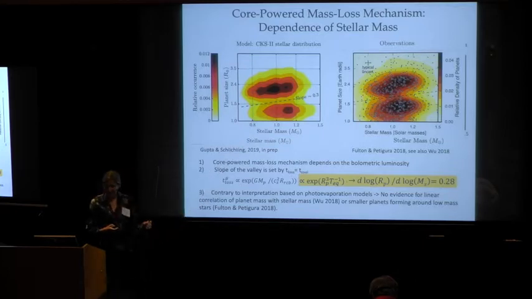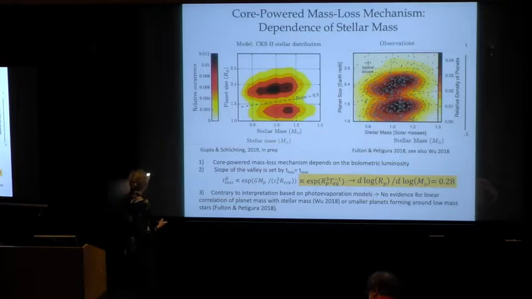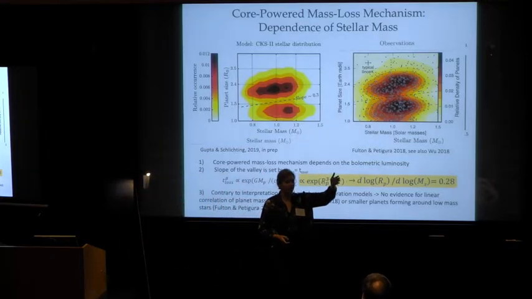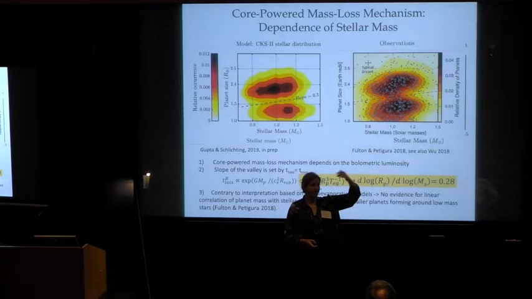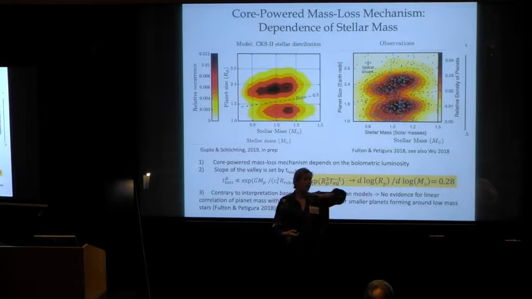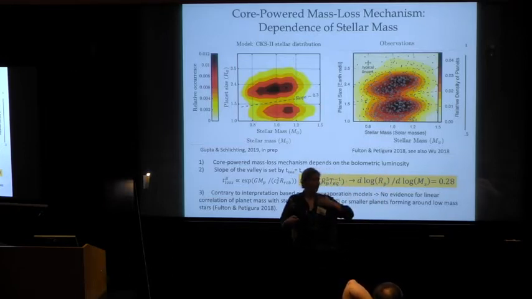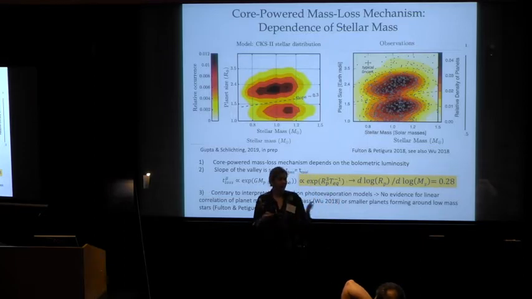So in the core-powered mass loss mechanism, the thing that matters is the stellar bolometric luminosity. You may wonder, why does it matter at all? It matters because it sets the outer boundary condition in your mass loss. You have energy that's escaping from the interior of the planet that's driving the mass loss, but you need the star to maintain the isothermal profile that's connecting your radiative-convective boundary to the boundary radius where this mass loss is happening. So this is where it matters.